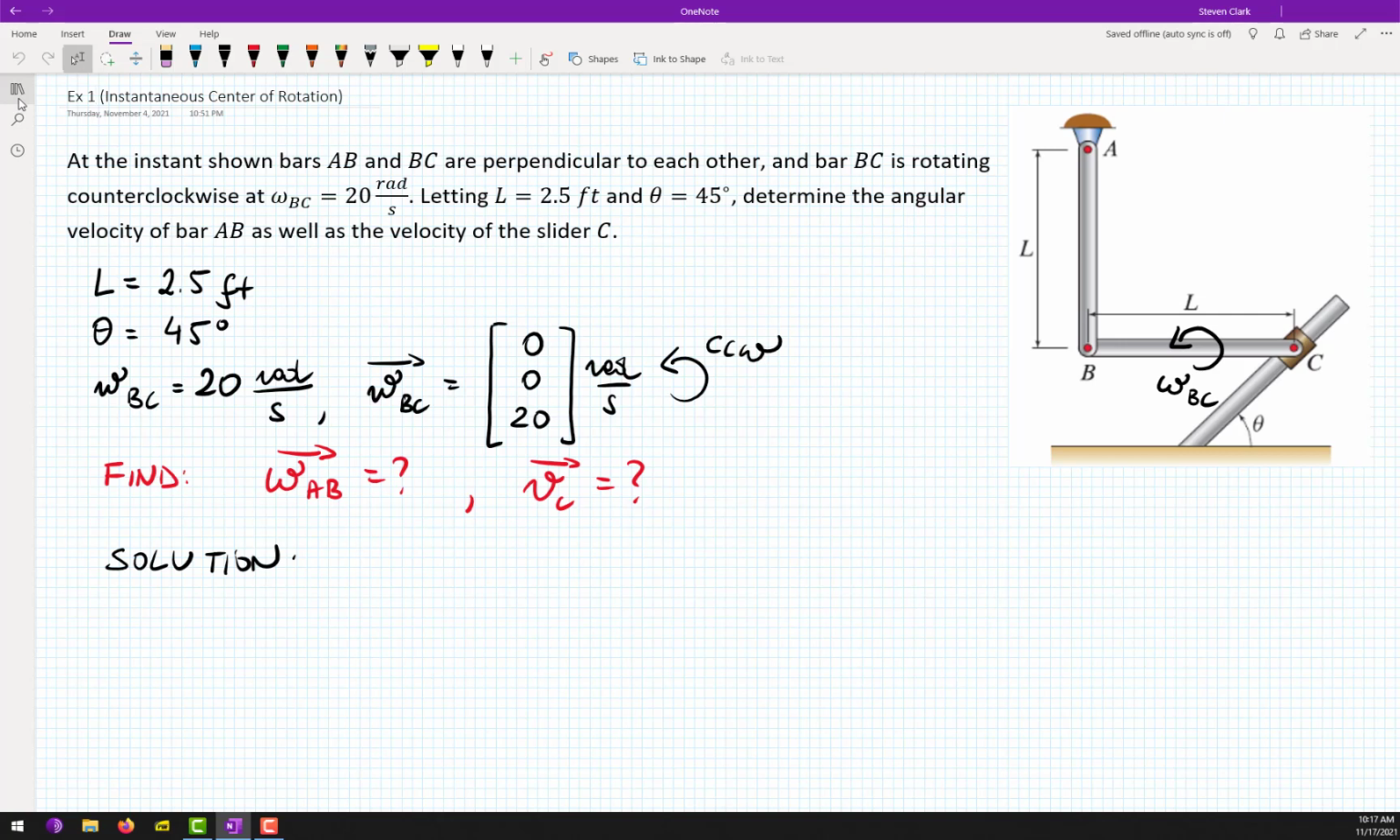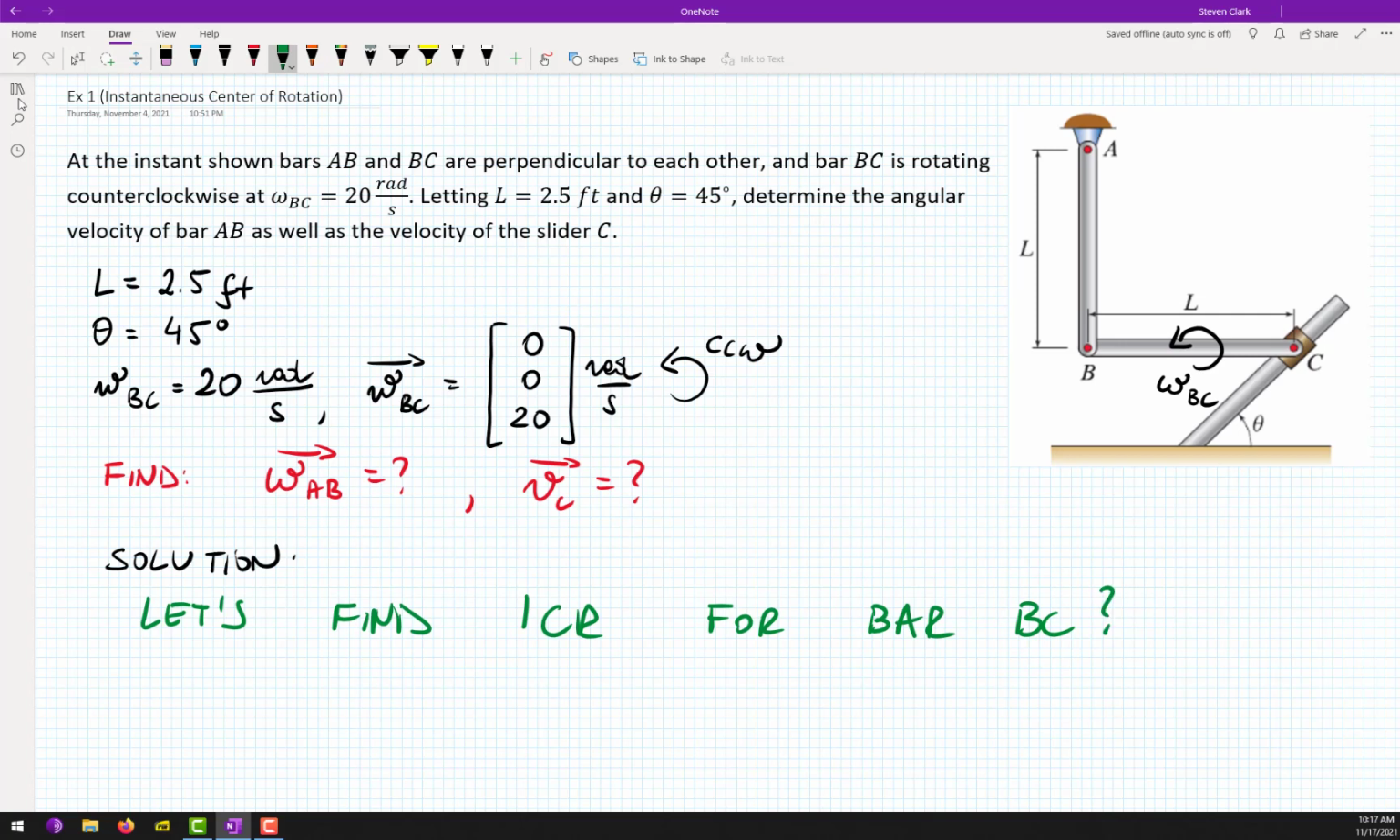Okay, so guys, let's find the instantaneous center of rotation. Our goal is to find the instantaneous center of rotation, ICR, for this bar BC.